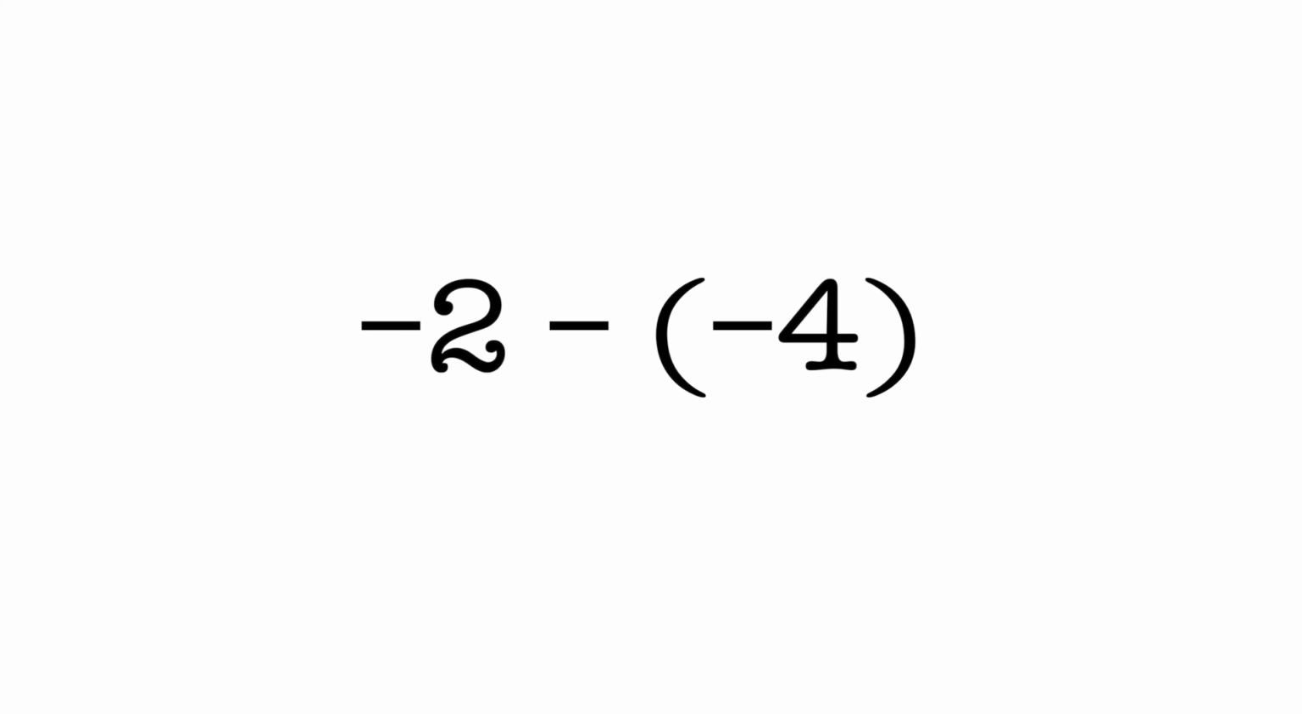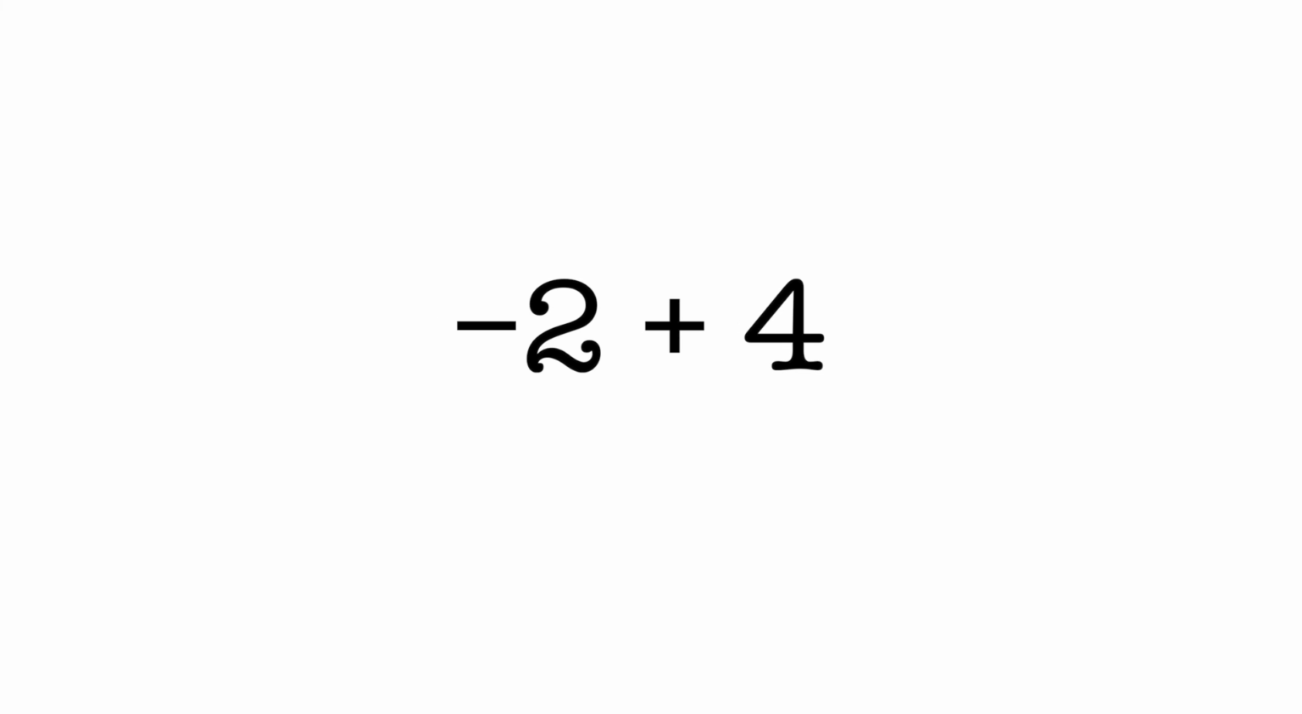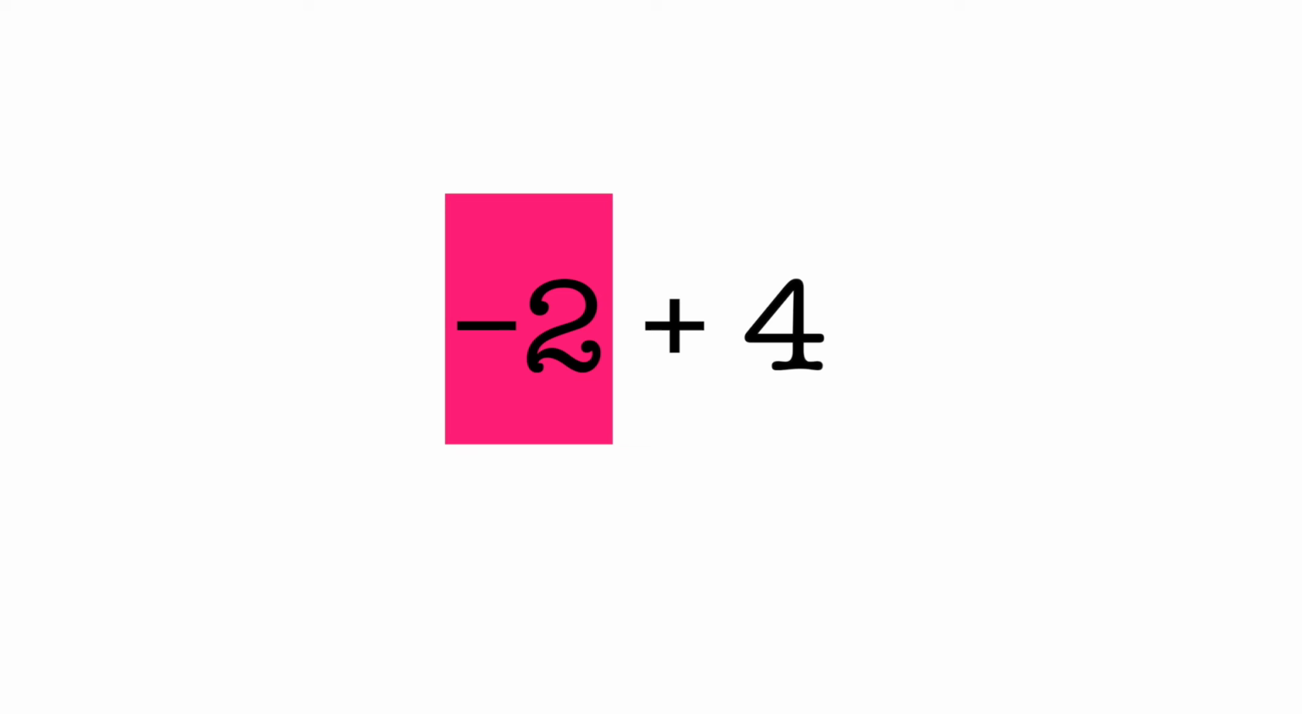Negative 2 minus negative 4. Notice there is a minus negative. I'm going to turn that minus negative into a plus sign. Now I have negative 2 and positive 4. Negative 2 and positive 4 are on opposite teams, so I'm going to subtract 4 and 2, and then select the positive sign since the positives is the winning team. And so negative 2 and positive 4 simplifies to positive 2.